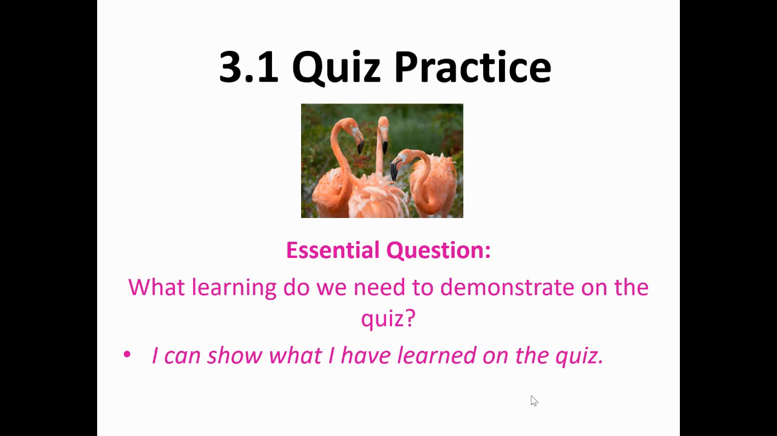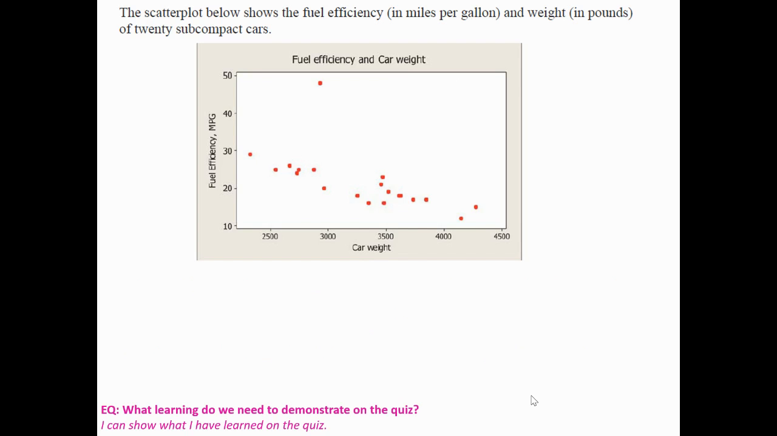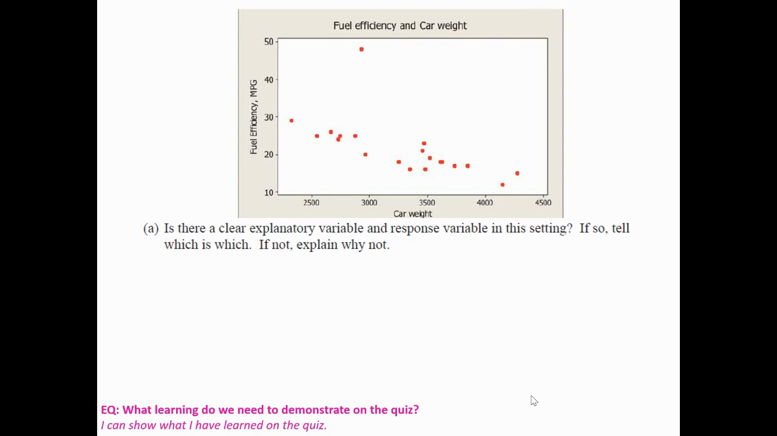So this is the answers to the quiz practice. So here we go. The first part is the scatter plot below shows the fuel efficiency in miles per gallon and weight in pounds of 20 subcompact cars. And so we're going to jump right in. There's our scatter plot, and we're going to answer some questions. Is there a clear explanatory variable and response variable in this setting? So they didn't give us a clear statement about whether there's explanatory and response variables.